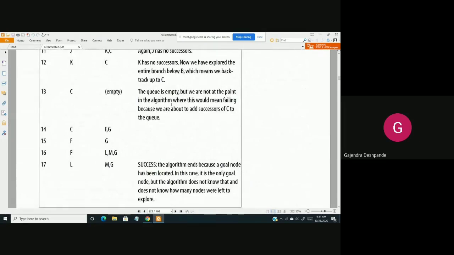Now F is the first element in the queue, so remove F. What remains in the queue? G. Check whether F is a goal node. F is not a goal node, but F has two successors, L and M. So add them to the front of the queue. Now the state of the queue is L, M, and G. Finally, L is our first element. So remove L and check if it is a goal node. Yes, L is a goal node. Success, so stop there. What remains in the queue? M and G remain in the queue.